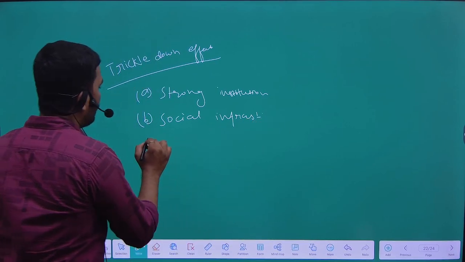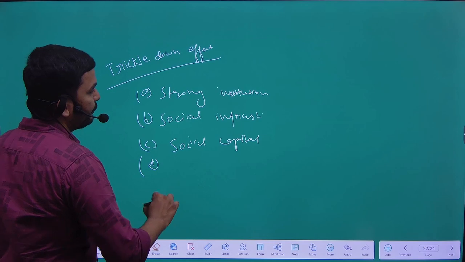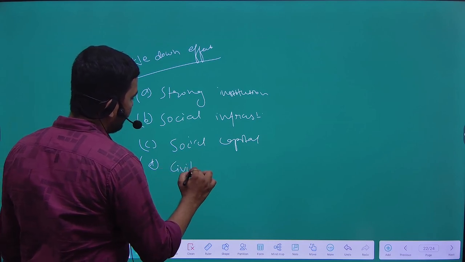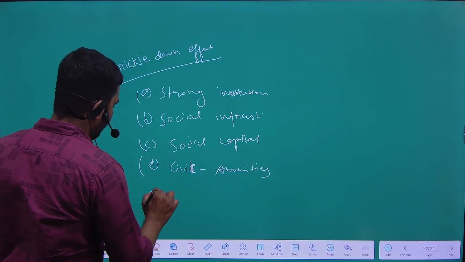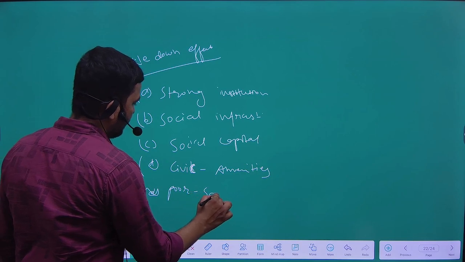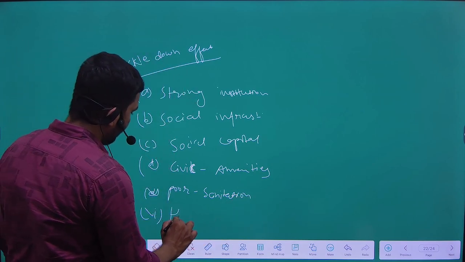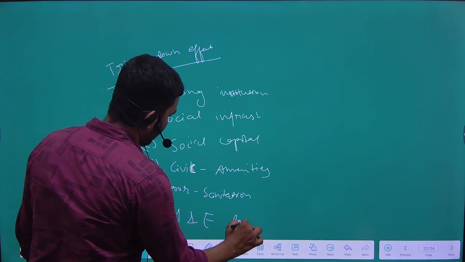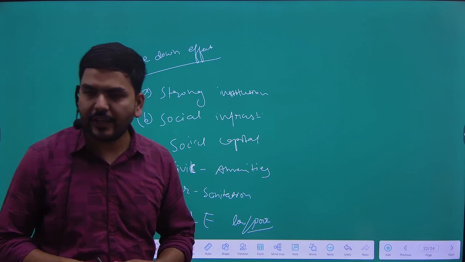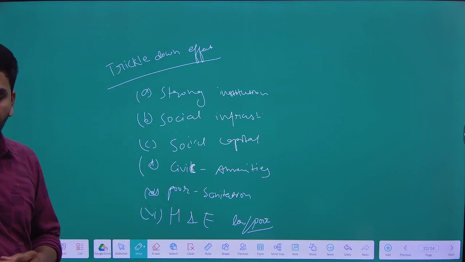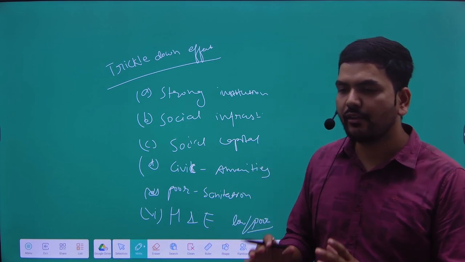Second, social infrastructure. Third, social capital. Fourth, civic amenities. Fifth, poor sanitation. Sixth, poor health and education. Because of all these things, you won't find trickle down effect in a developing economy.